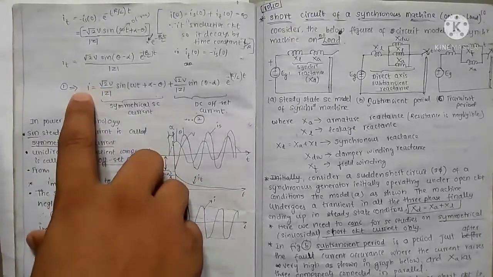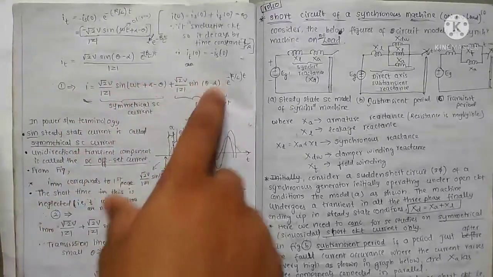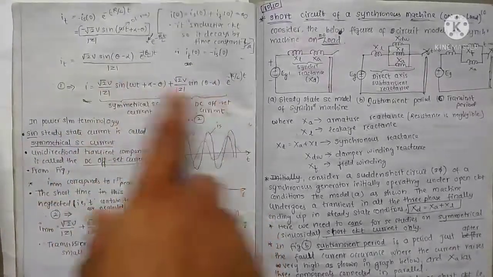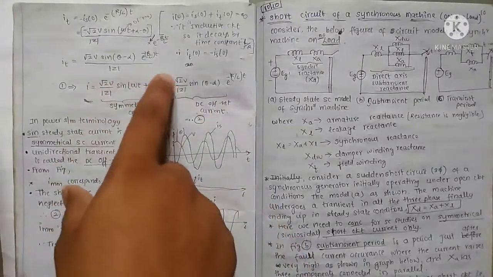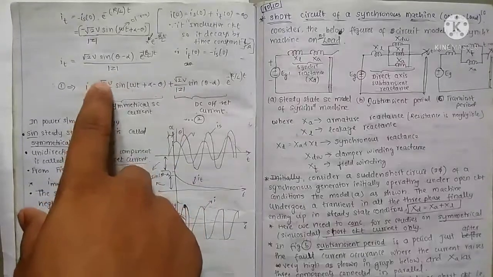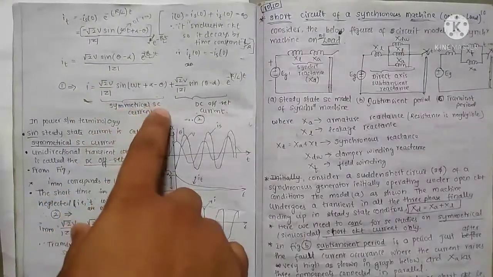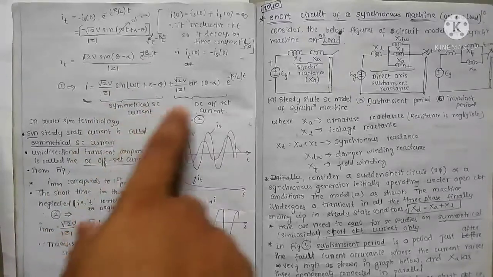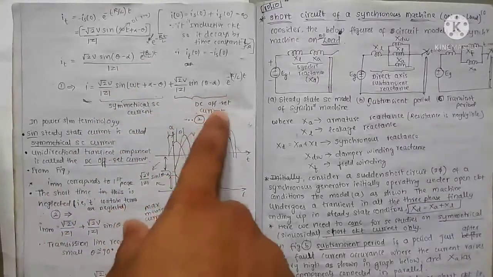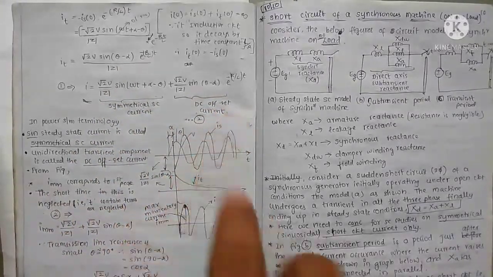Both will add. I is equal to I_S plus I_T. This is the total current, and this part is what we said, steady state current, right? Symmetrical SC current, we call it as symmetrical SC current, and this equation we call it as DC offset current.